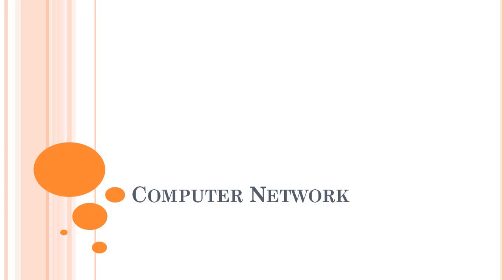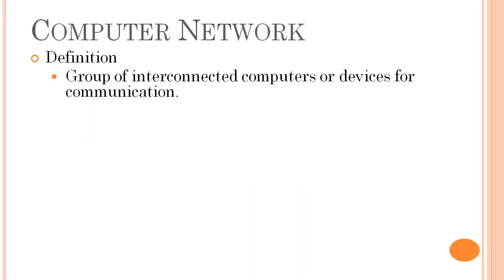Let us have a look at the definition. A computer network is a group of interconnected computers or devices for communication. So this is the computer network where computers are interacting with one another.